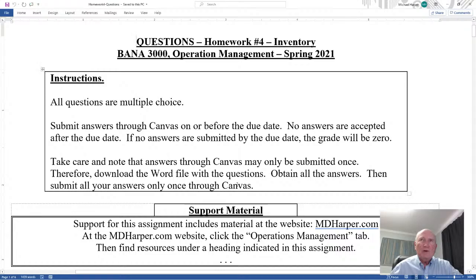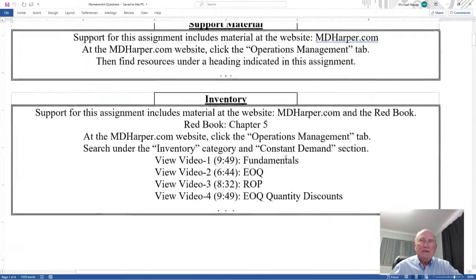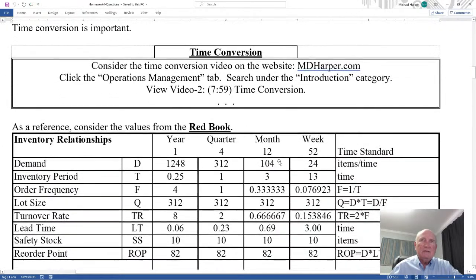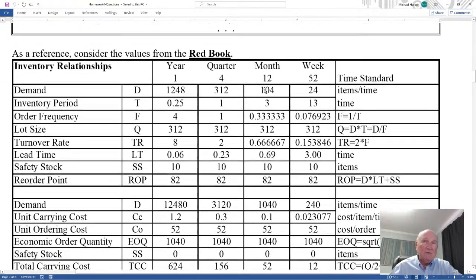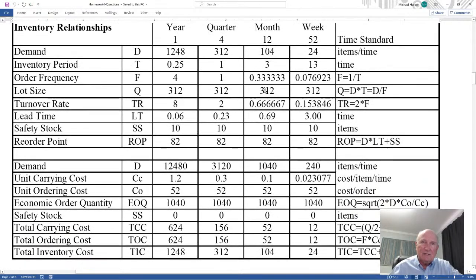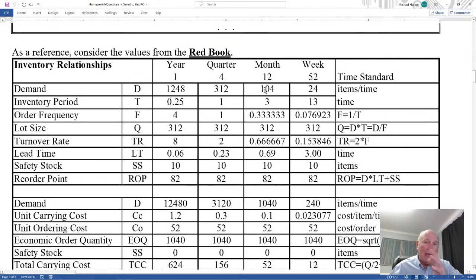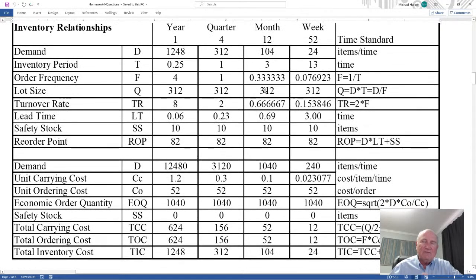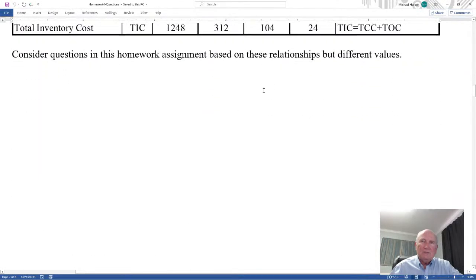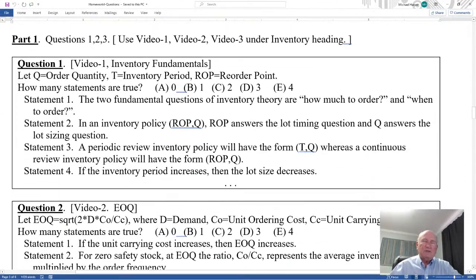Here's the inventory homework, and as we come down here, I start with the time conversions, and this is video number 2 on my website. Time conversions are going to be very important in this homework assignment and in this whole material, as I've mentioned in the lectures and the video, and you'll see it in the homework. So let's start with the questions.